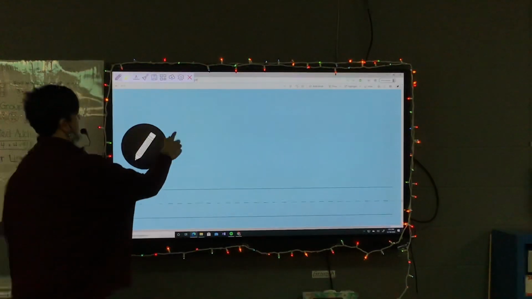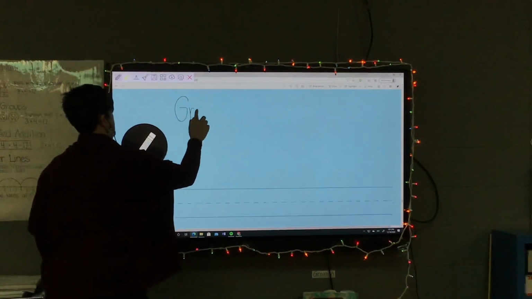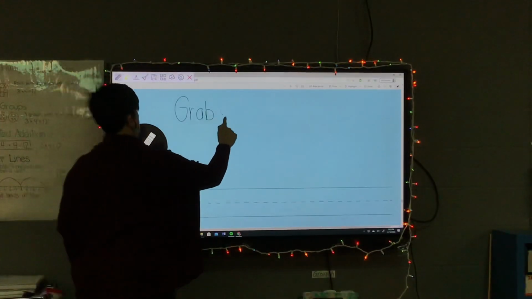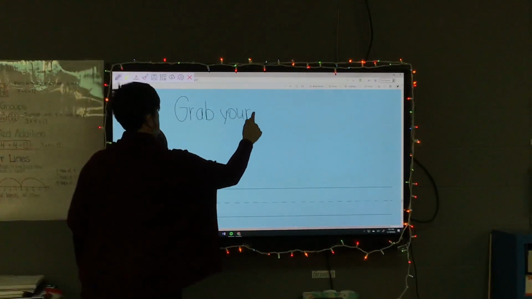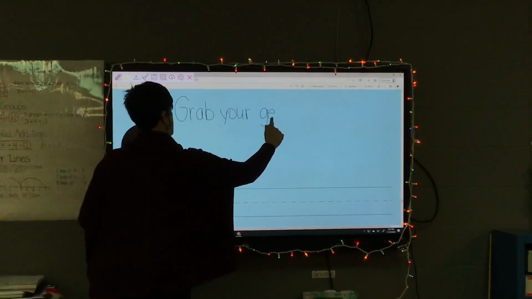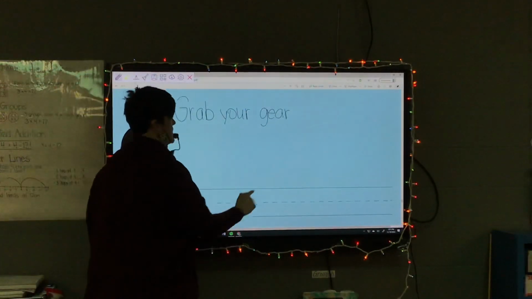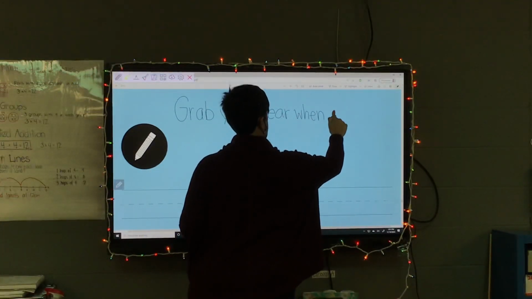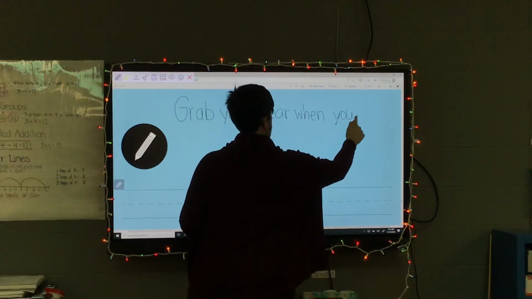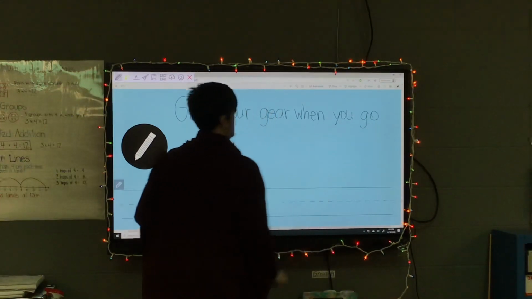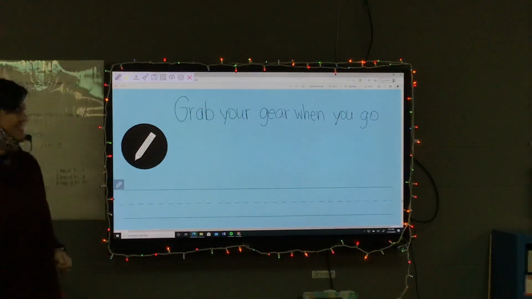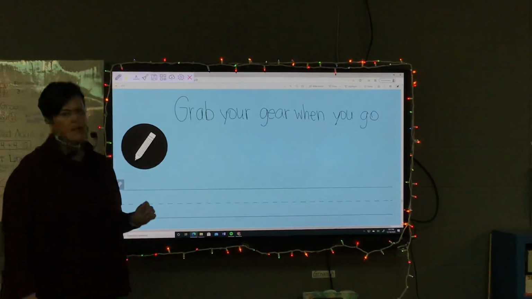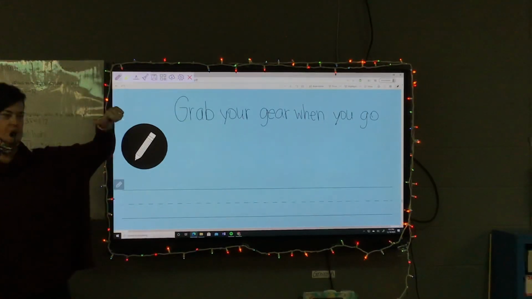Okay, grab. Make sure you capitalized it. Make sure your B looks like a B. Grab your, sight word, gear, the G, ear, sight word when, sight word you, and sight word go. Are you gonna write go before you? Grab your gear when go you. That would make sense? Not really. Okay, how'd you do? 100%.